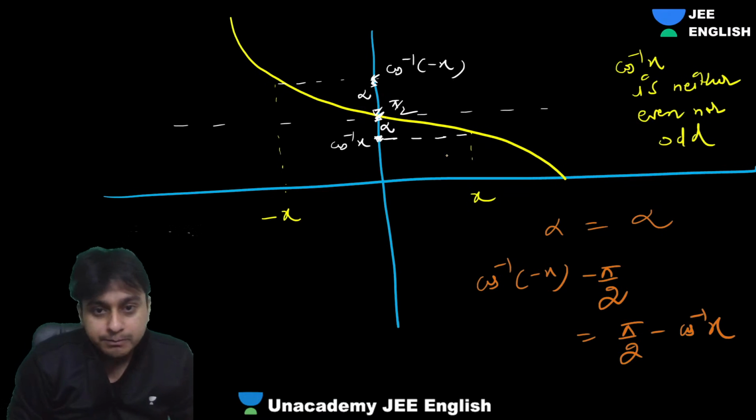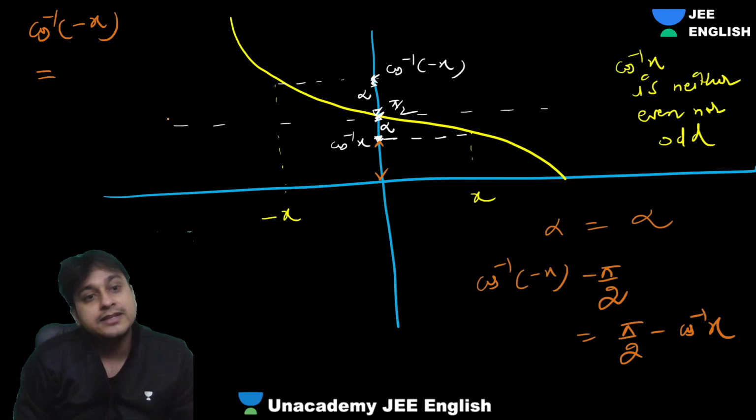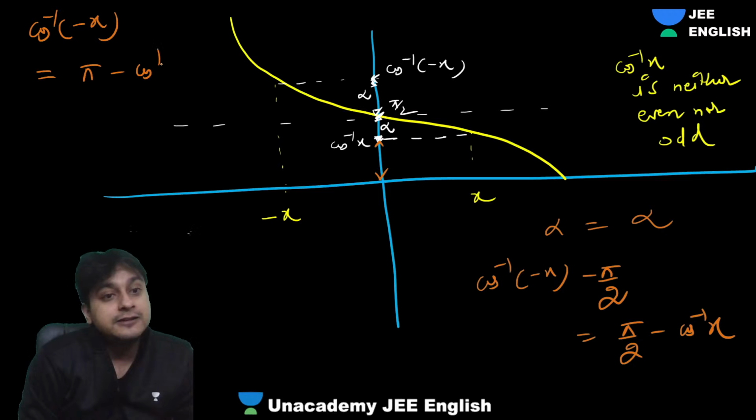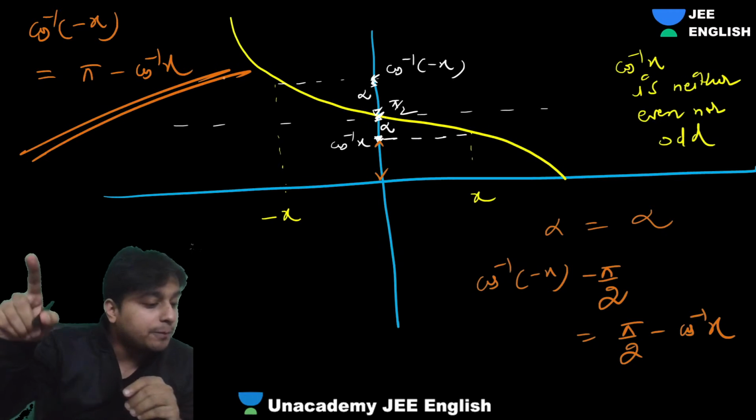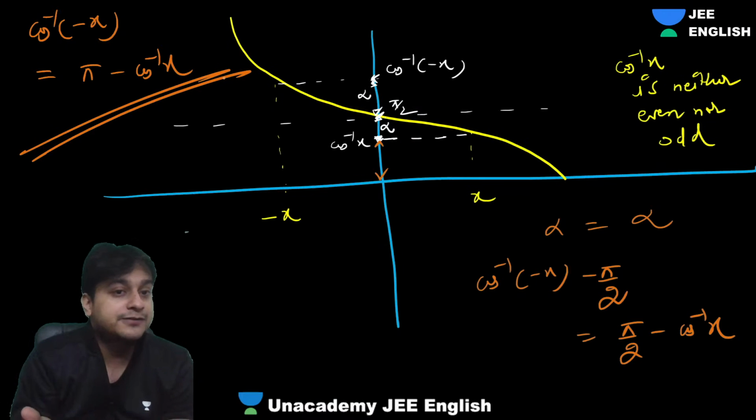Because guys, this height is cos inverse x and this height is cos inverse of minus x. So what is the formula I derived? Cos inverse minus x is nothing but pi minus cos inverse x. Understood? So this first property, the minus x property, we will be deriving from the graphs. Understood?